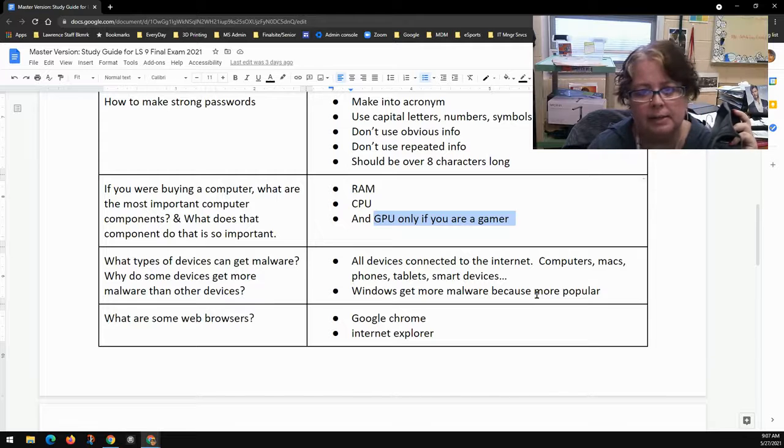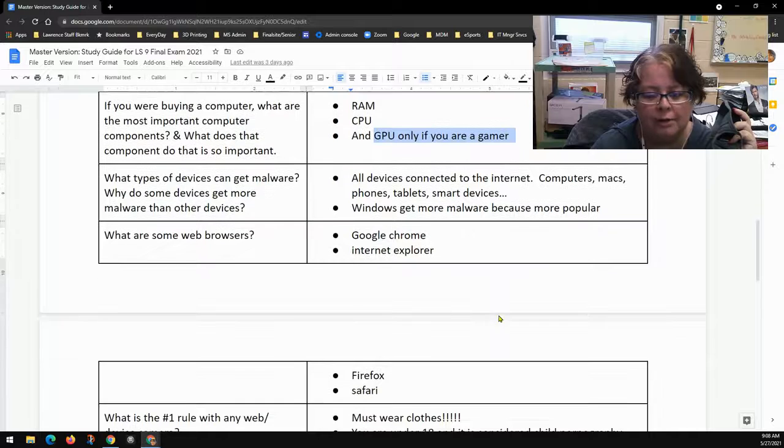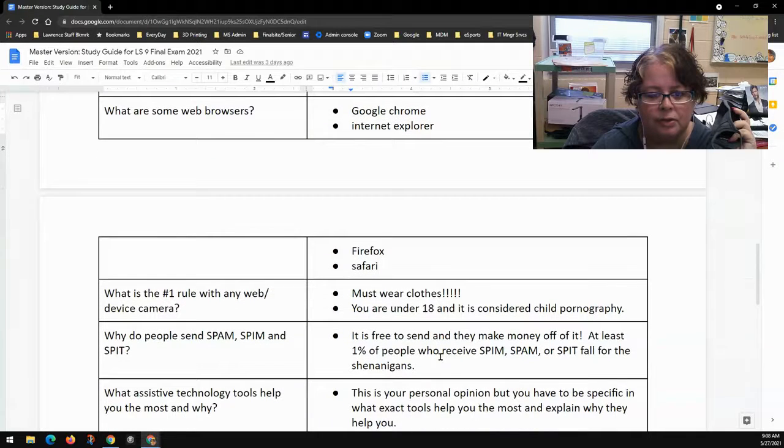There's more of those devices in the world than other devices, so they're a bigger target. But all other devices have the capability of getting malware. What are some web browsers? Web browsers are the vehicle you search the internet on. That would be Google Chrome, Internet Explorer, or Microsoft Edge, because Internet Explorer is going away, but Microsoft Edge is the replacement. Firefox and Safari are examples of web browsers.